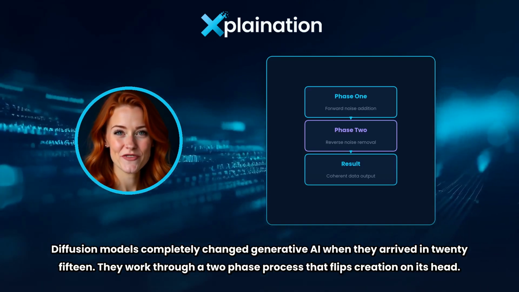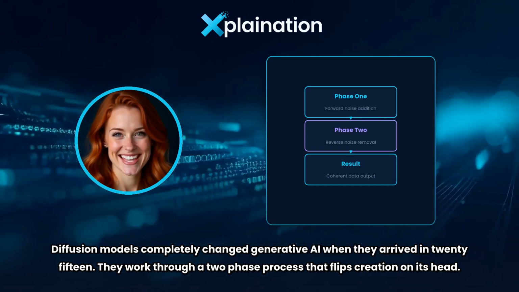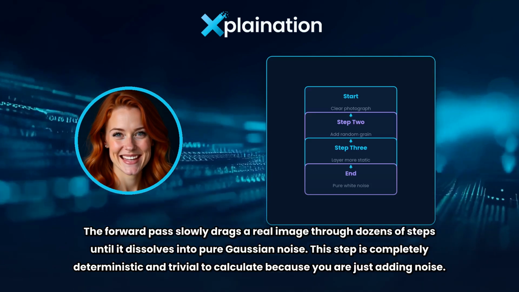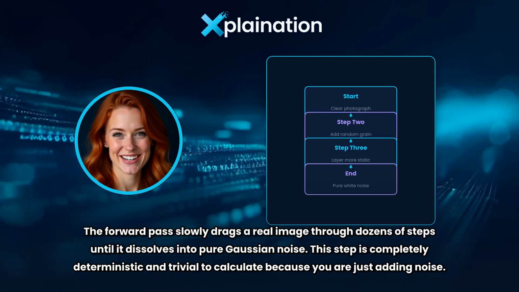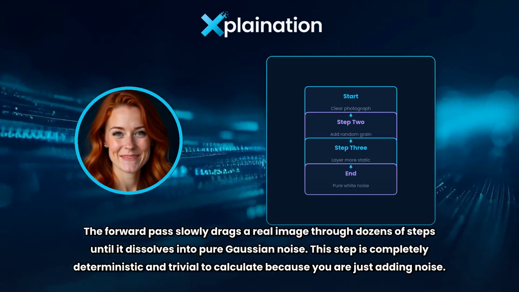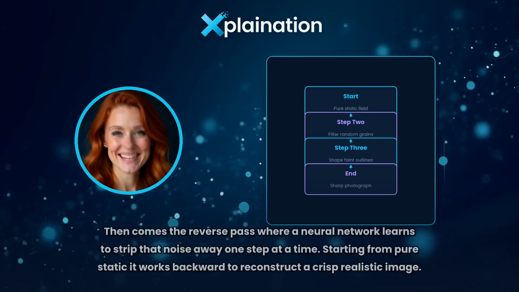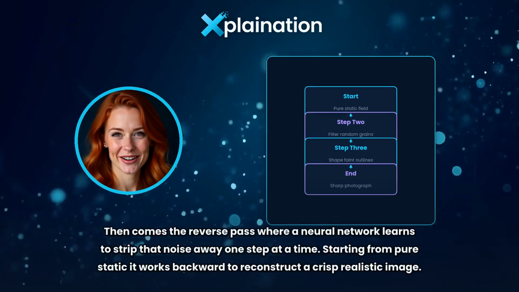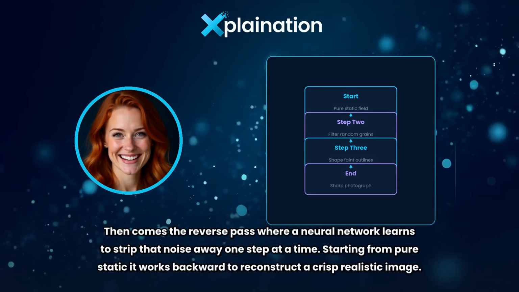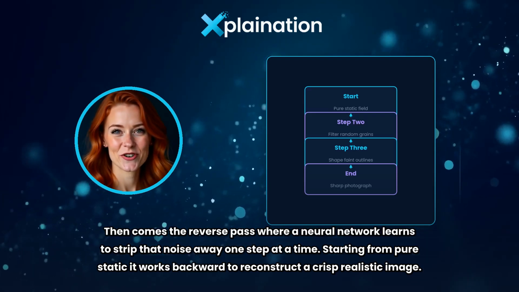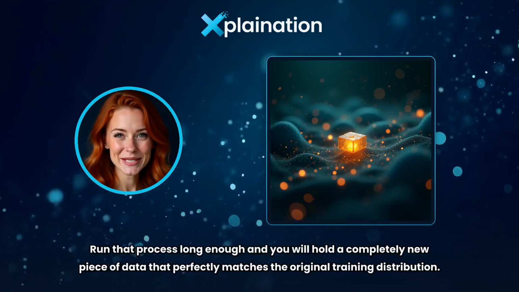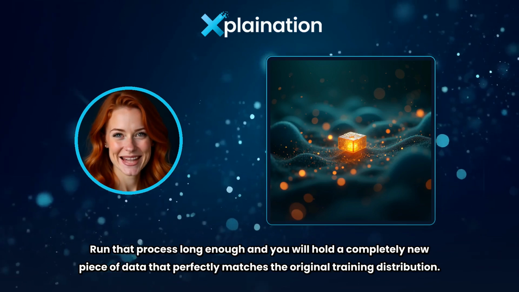They work through a two-phase process that flips creation on its head. The forward pass slowly drags a real image through dozens of steps until it dissolves into pure Gaussian noise. This step is completely deterministic and trivial to calculate because you are just adding noise. Then comes the reverse pass, where a neural network learns to strip that noise away one step at a time. Starting from pure static, it works backward to reconstruct a crisp, realistic image. Run that process long enough, and you will hold a completely new piece of data that perfectly matches the original training distribution.